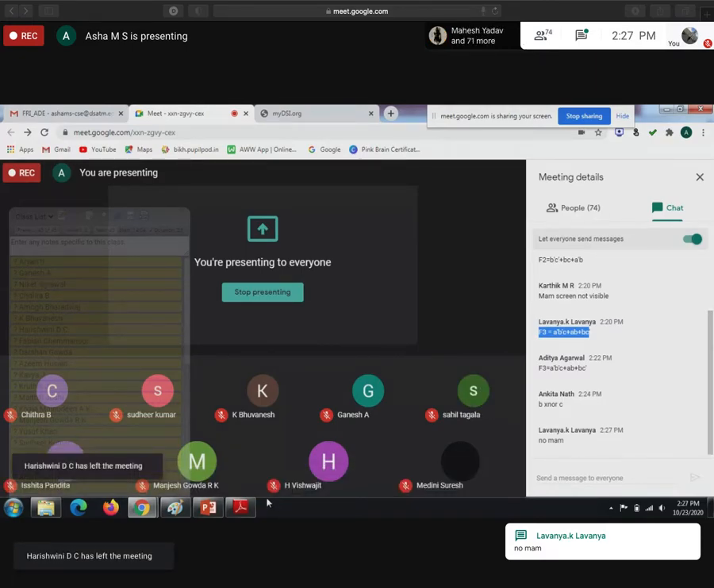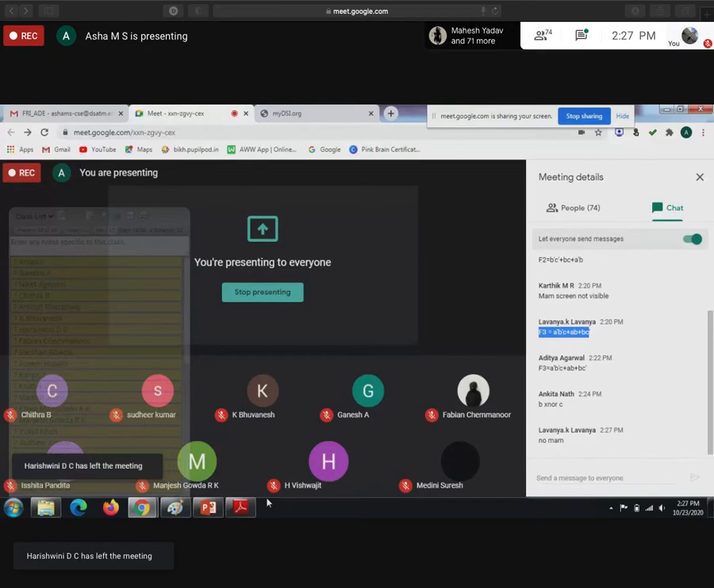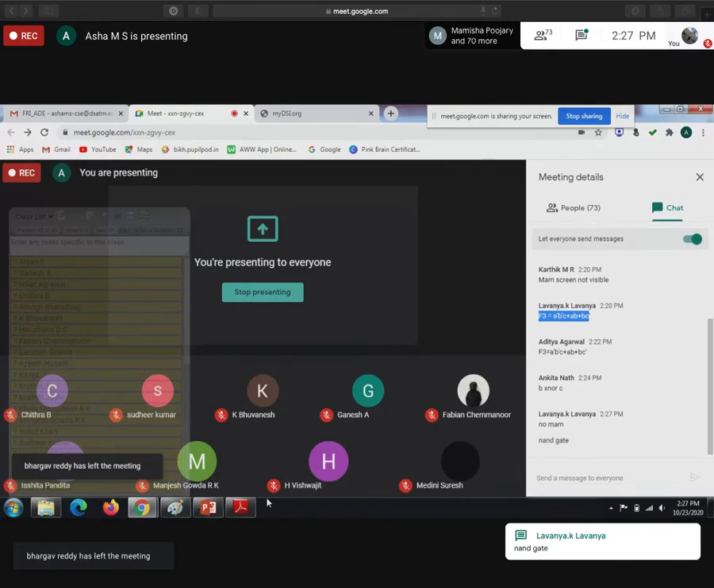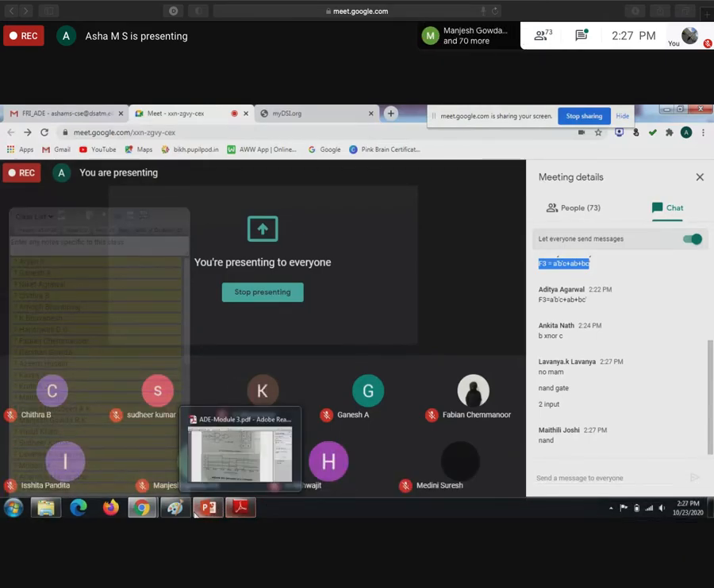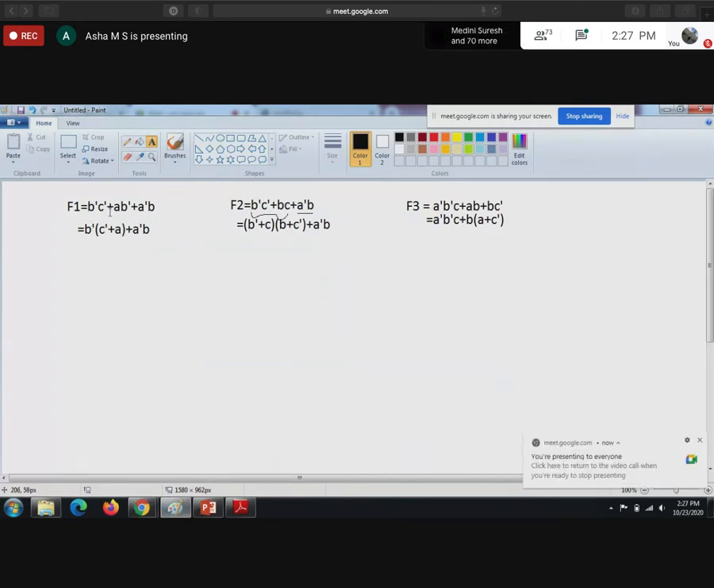No. So which gate did they ask us to use? NAND gate, correct? Now we need to construct the NAND gate circuit which is going to give the three functions F1, F2, F3. That is a 2 input NAND gate, correct? So let us take F1.